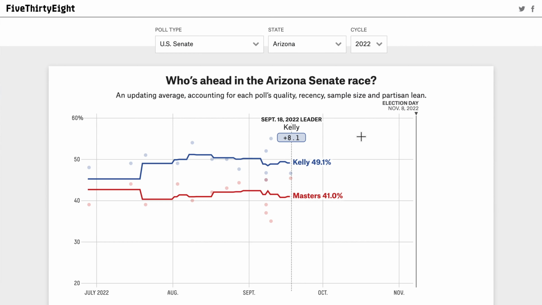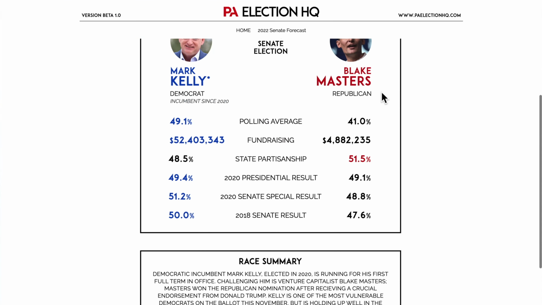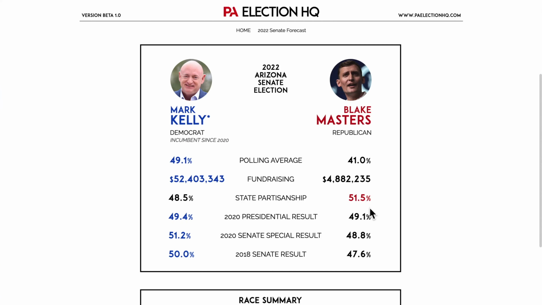This is a likely margin, but I do not believe, and nor does my forecast believe, that Mark Kelly is actually going to win by over 5 points. We of course take many other factors into account. The state partisanship is one of the big ones, and Republicans do have the advantage in that field. While if you look at fundraising, Mark Kelly is absolutely destroying Blake Masters. He has raised over $52 million. Blake Masters only sits at less than 5, and so Mark Kelly is probably going to win his first full term in office.